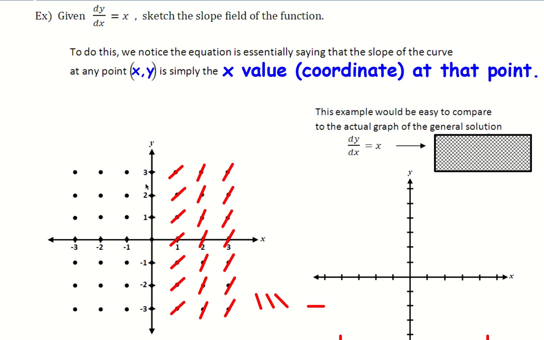Now, at this point, the x coordinate is 0, so that's a slope of 0. Just like all these other points are going to have a slope, dy dx, equal to 0, because that's just what the x coordinate is. And then all of these points have a slope of -1.